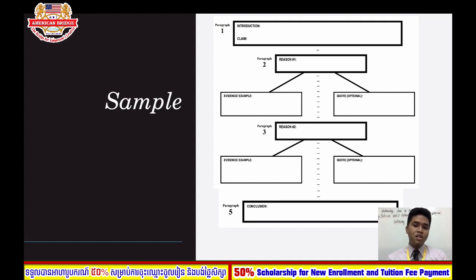So here in the outline we have the introduction. You write one sentence about your introduction, for example, let's say, why you study English. So this is the introduction. I study English because of how many reasons, and then the first reason, you need to state the reason, because it is an international language, something like that. And then you need to give evidence or an example to support your reason.